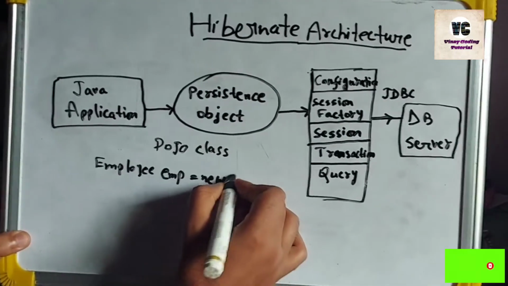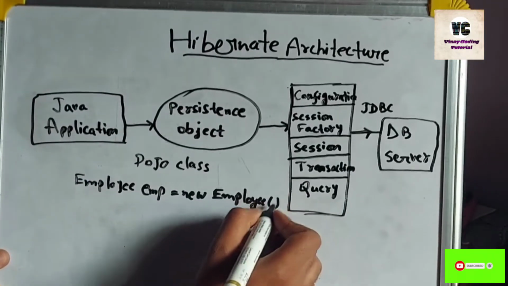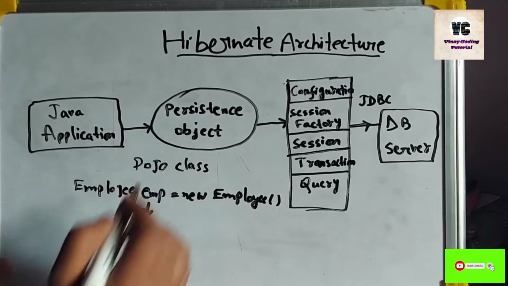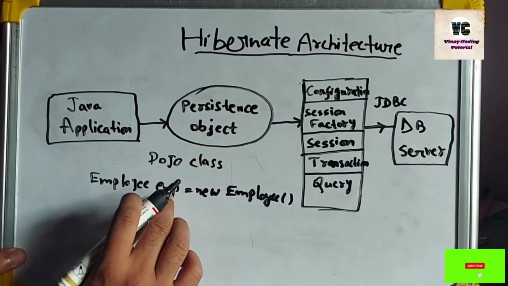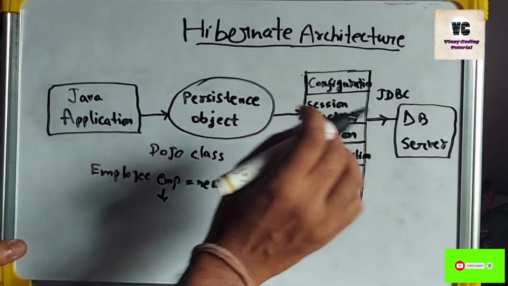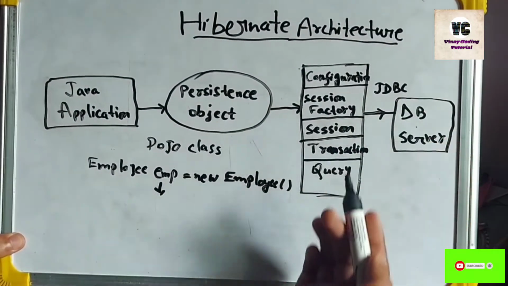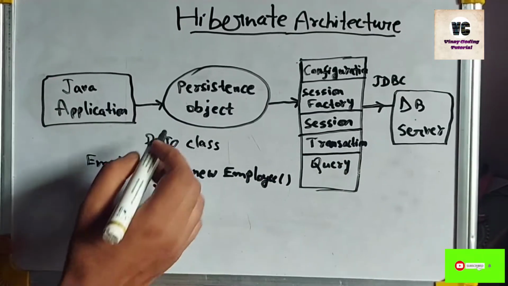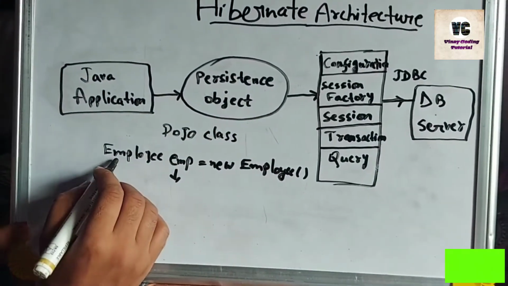So what is a persistence object? When in a Java application you have to create the persistence object, for that there is a POJO class. Suppose you want to store an employee entity. Okay, this emp object is the object of the Employee class, and Employee can be named as an entity also. POJO and entity are the same, there is no difference. Only when we annotate with the @Entity annotation, we get the entity.